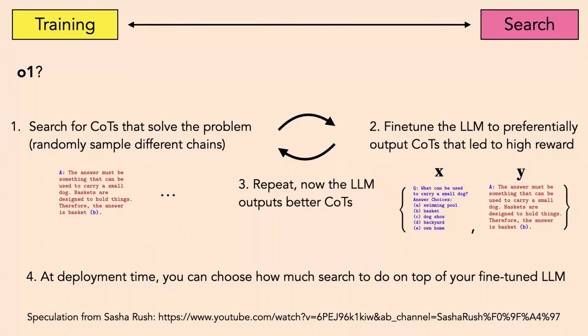And at test time, at deployment time, you can just use your fine-tuned LLM, or you can use your LLM plus additional search on top of it. And that's why if you run O1 or any of the other models that do this type of search, they will take longer because they're doing extra search on top of your solution. That also improves things.